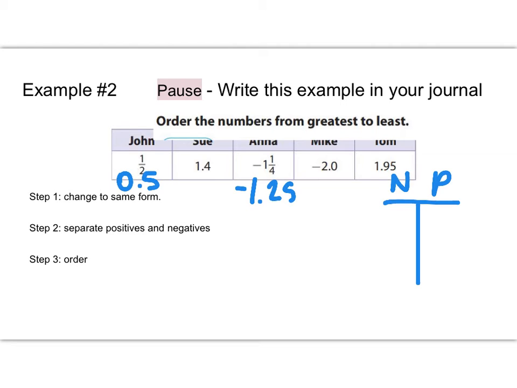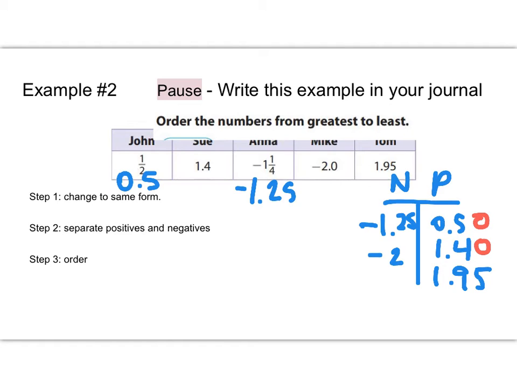My negatives are negative 1 25 hundredths and negative 2. My positives are 5/10, 1 1/4, and 1 95 hundredths. And remember, I'm going to add those place value zeros to make it easier to look at. And this number has 2.